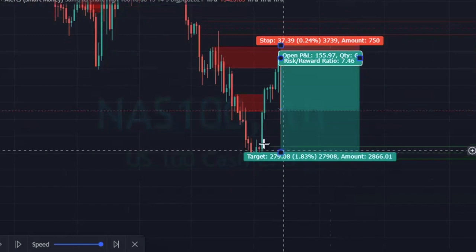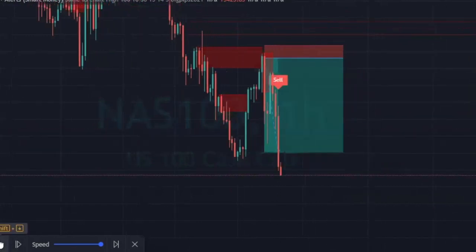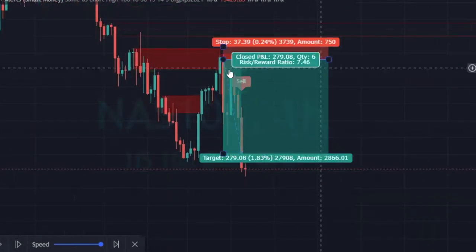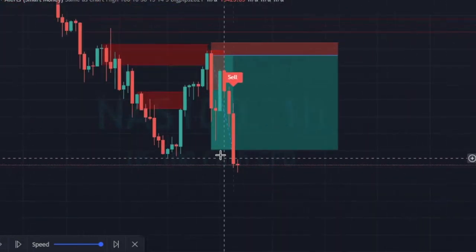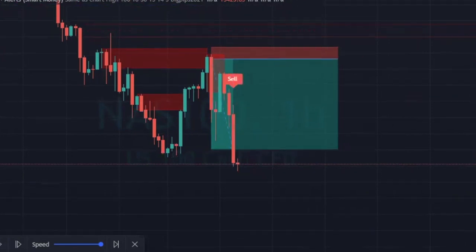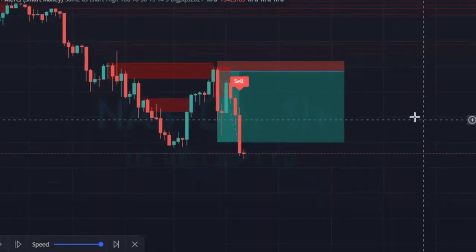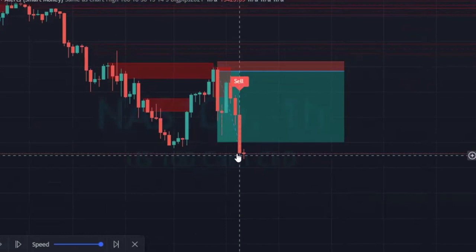If I aim for this green, I don't know if it goes that far or not, and it did, it smashed it. It almost came back up and tapped into there. And now we just get a sell alert. Sell alerts are nice, they're cool, and you could actually take trades just off the sell alerts alone. But I recommend that you learn basic price structure.